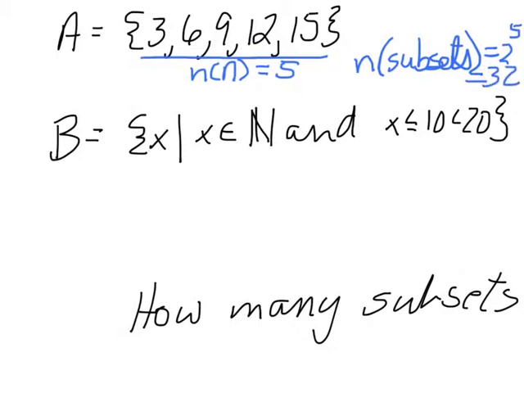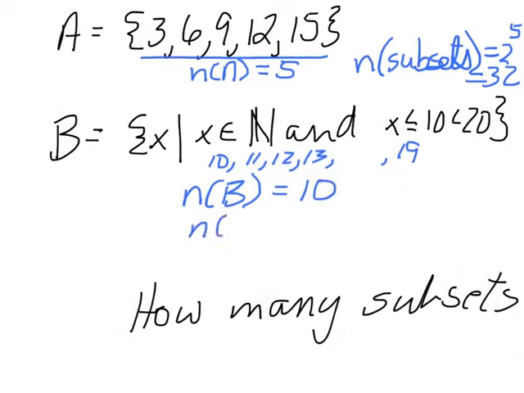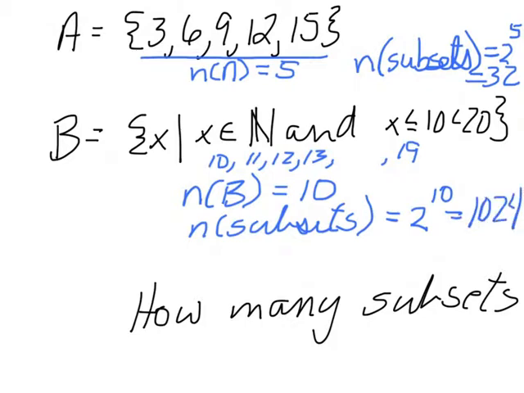And now if I go to set B, I want all the natural numbers between 10 and up to 20, but not 20. So those numbers, I've got to figure them out. That's 10, 11, 12, 13, up to 19. And so the number of elements in set B is equal to 10. So the number of subsets is going to equal 2 to the 10th power, which is equal to 1024. Alright? So that's how you do those two problems.